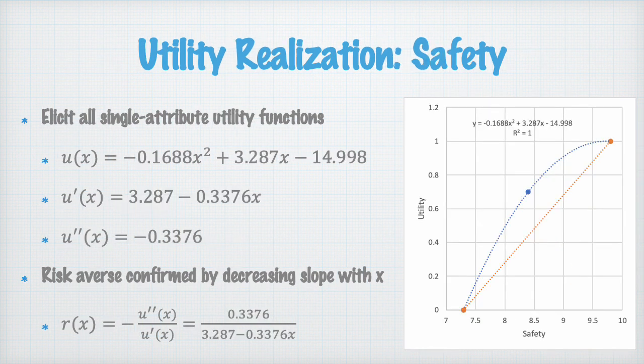We complete similar work with the safety attribute, where we fit all three data points for safety that we identified earlier to a graph. And with an r-squared value, we're able to confirm a quadratic fit. We take the first and second derivative again, we calculate out the risk, and we're able to show both numerically and graphically that for safety, the decision maker is risk averse.